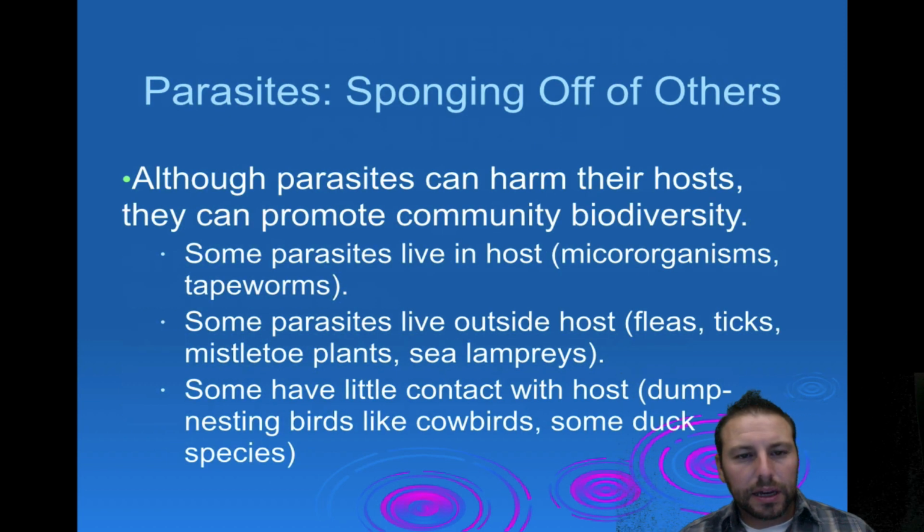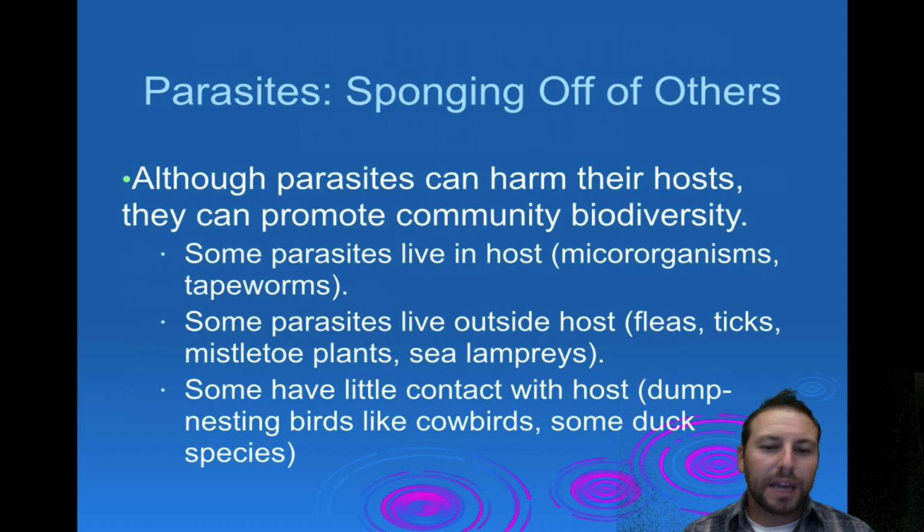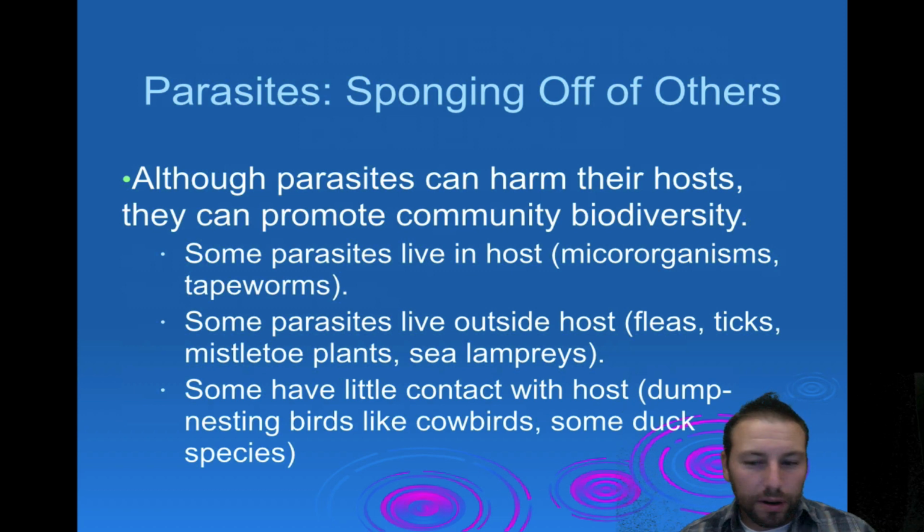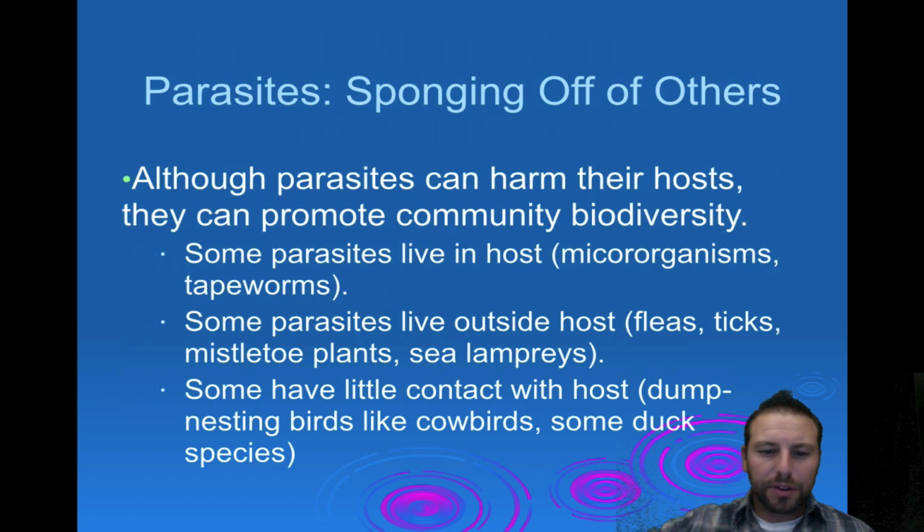So parasites, once again, can harm their hosts and promote community biodiversity. Some live in the host, like microorganisms and tapeworms. Some live outside, like fleas and ticks I mentioned before, and some have little contact with the host. Dump nesting birds like the cowbird have a nice little trick. What it'll do is wait for a bird to lay a clutch of eggs. The cowbird will come in, push some of those eggs out, and then lay its own and leave. Sometimes I think we see this with cardinals. They'll do it pretty often also.